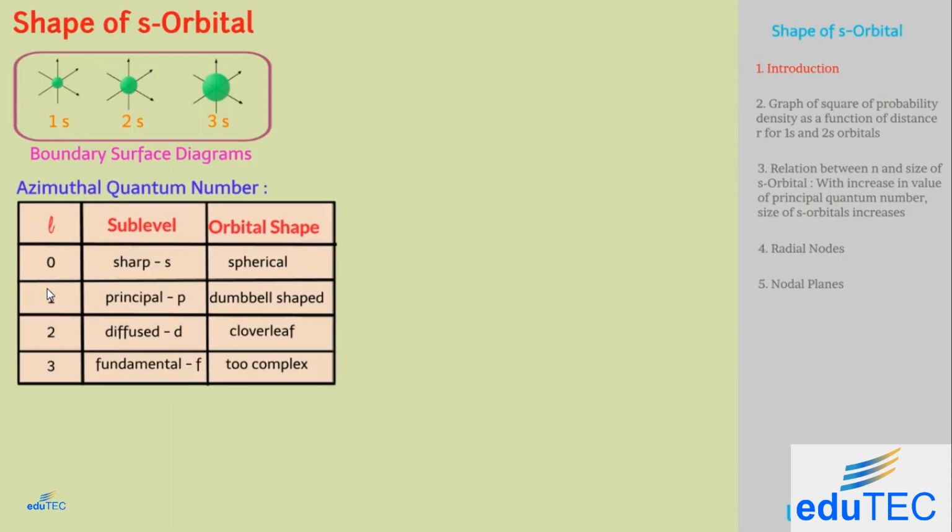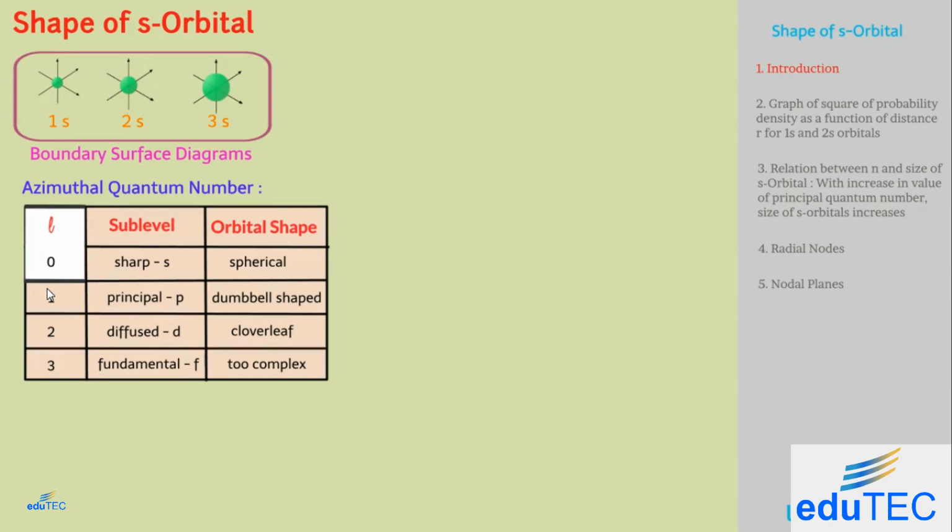If azimuthal quantum number l equals 0, then it suggests presence of s orbital. Also, if l equals 0, then it means magnetic quantum number ml equals 0, because ml can have values between +l up to 0 up to -l. This suggests that s subshell consists of only one orbital.